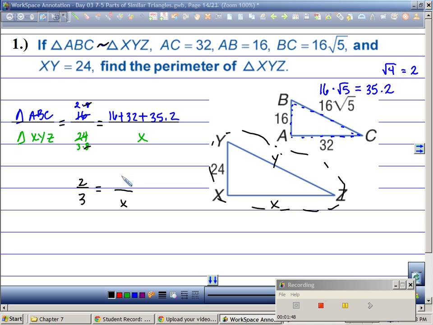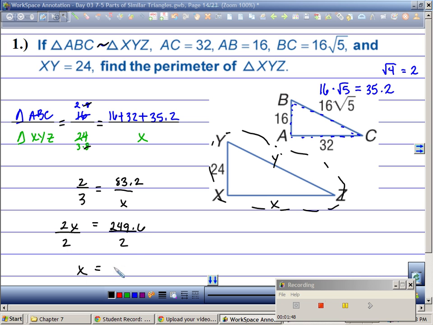There's no, I want the top. We have 83 and 2/10. And now I just cross multiply. So 2x equals, what's 83 and 2/10 times 3? 249 and 6/10. Divide by 2, what do I get?